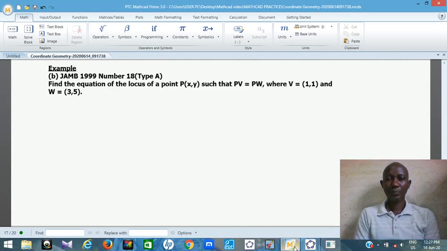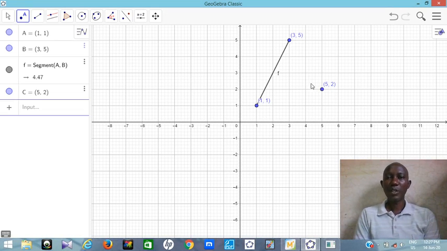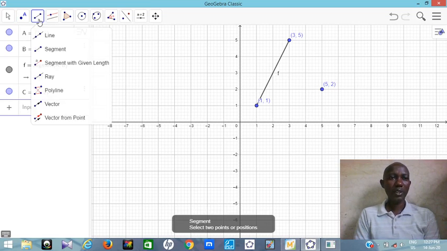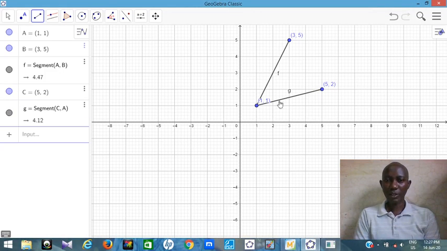So let's see. If there's a point somewhere, the distance between this point and this one is equal to the distance between this point and the other. That's what they are saying. So if you get the distance from this point to this, it will also be equal to the same distance from this point to that point.